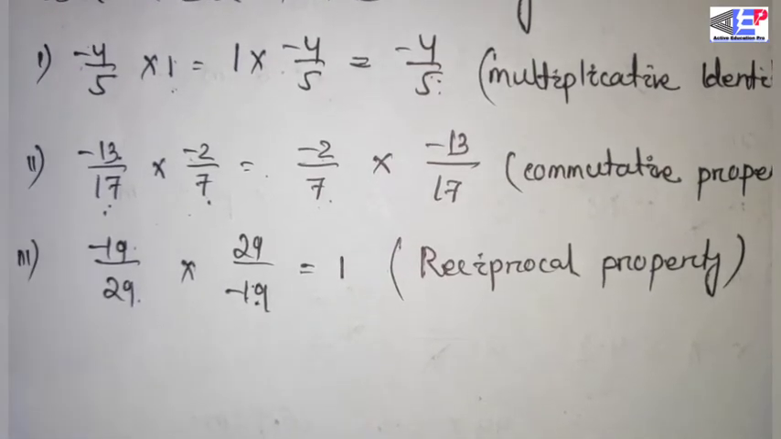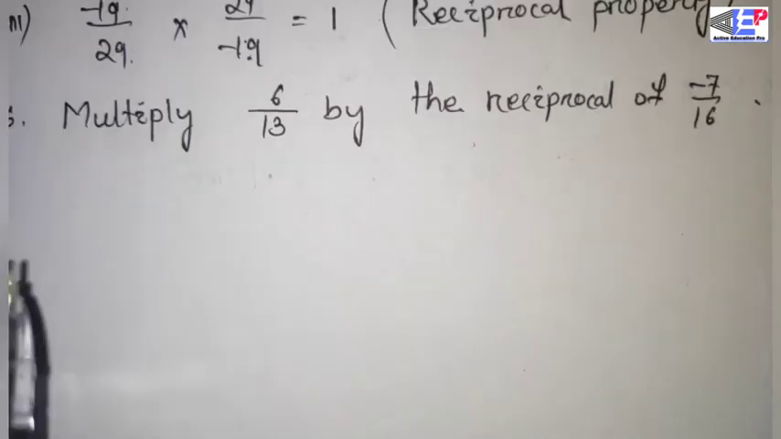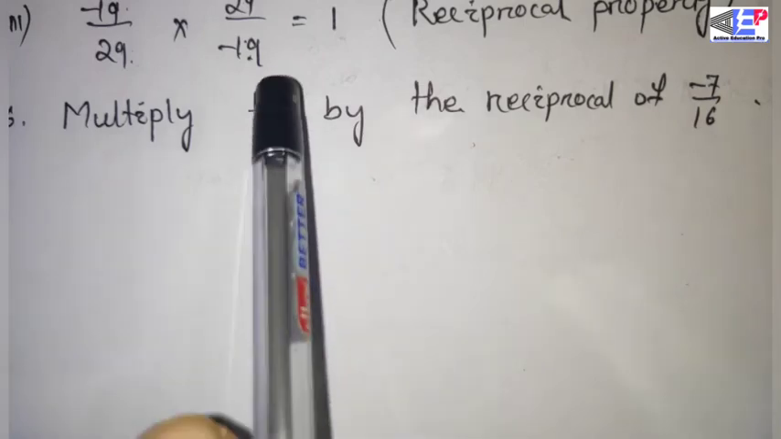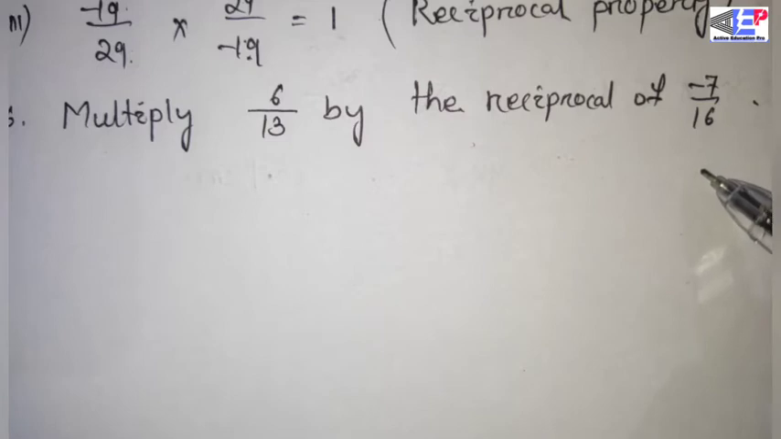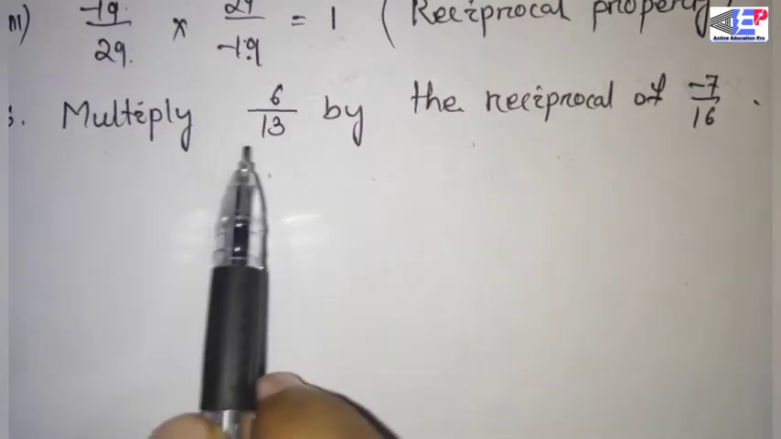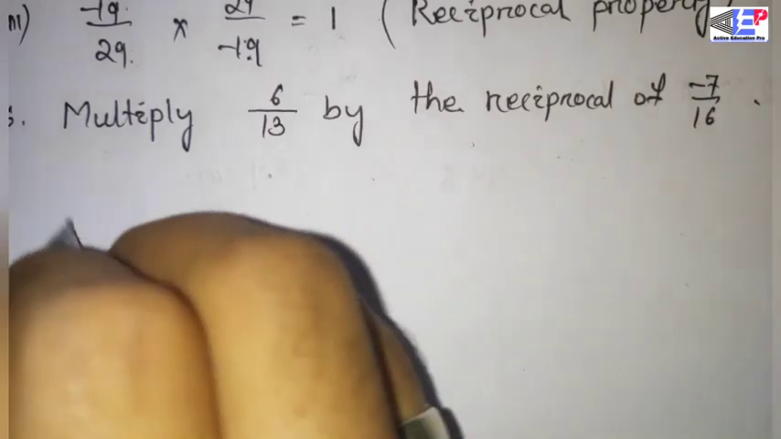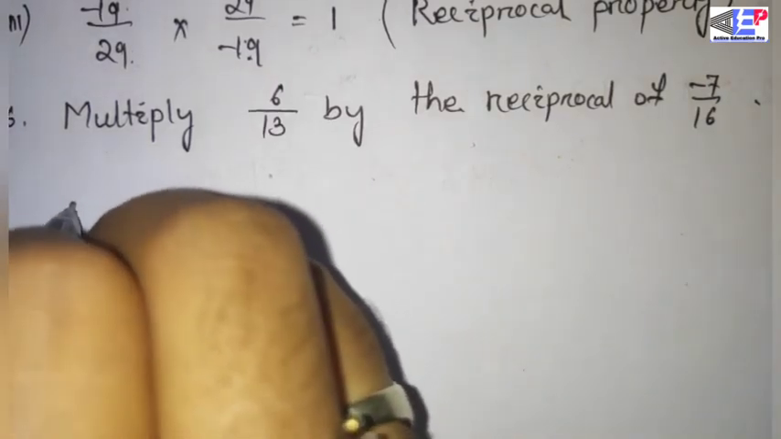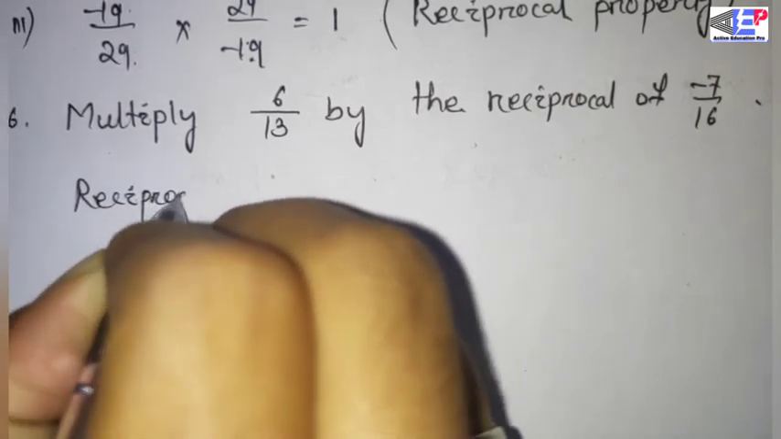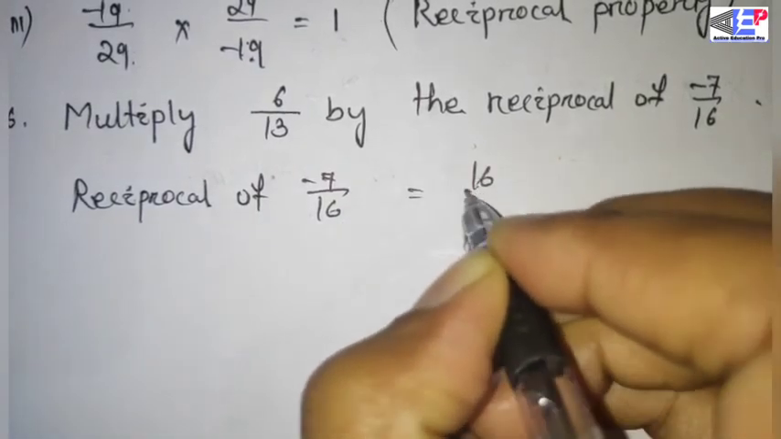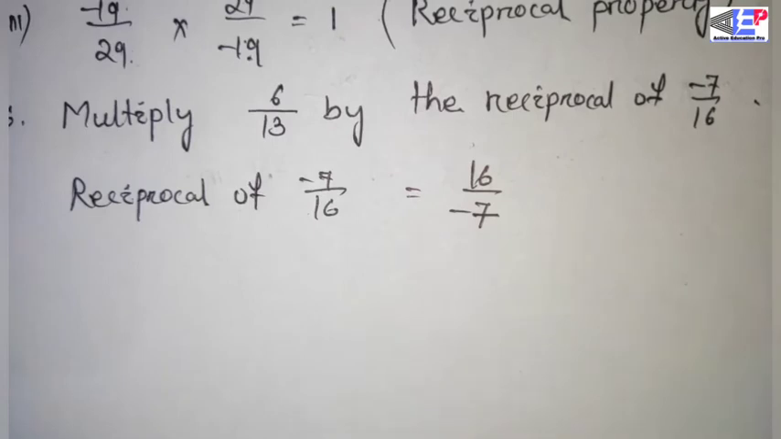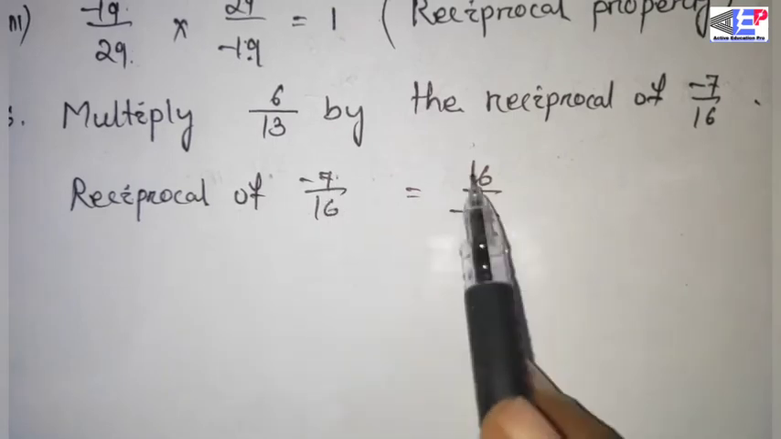Now the next question is: multiply 6 by 13 by the reciprocal of minus 7 by 16. So here we have to first find the reciprocal of minus 7 by 16, then multiply the reciprocal to the rational number 6 by 13. The reciprocal of minus 7 by 16 is equal to 16 by minus 7. The positions of numerator and denominator get exchanged.